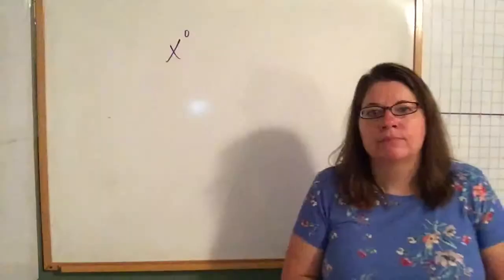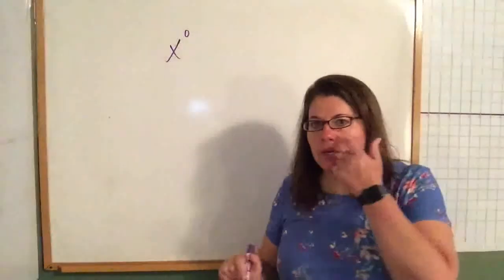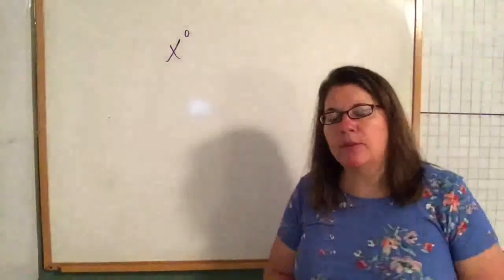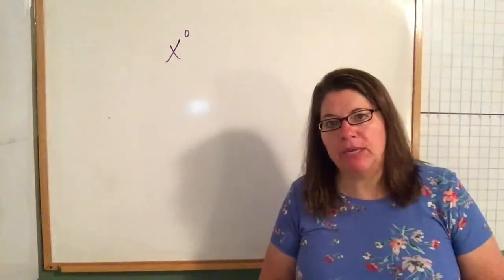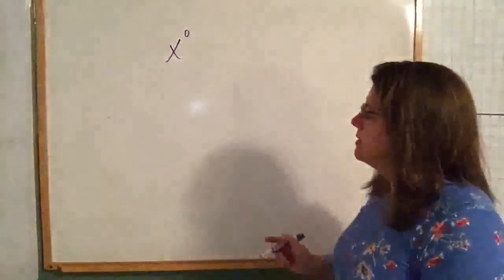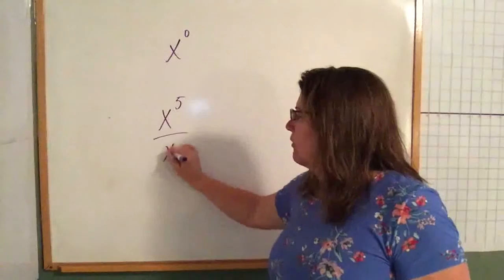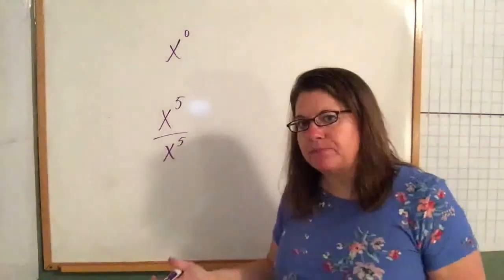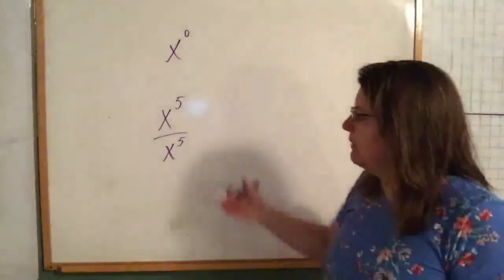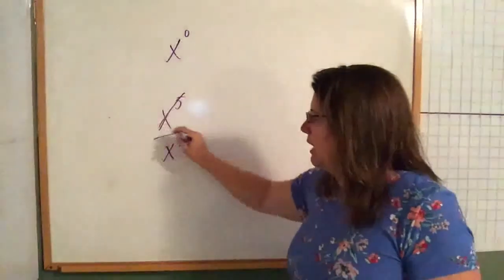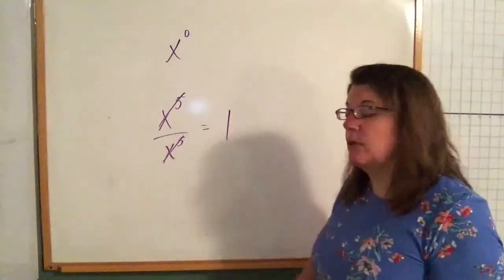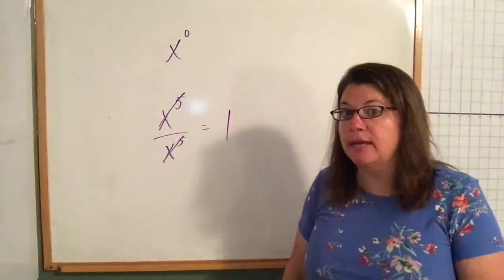One thing I do want to make sure I mention is what happens if you have something to a 0 power. We need to talk about what that means. So let's just think about it. If I had something like x to the 5th over x to the 5th, well, we learned earlier in algebra that if we have the same thing on top and bottom, we're allowed to cancel it out, and when everything cancels, we end up with 1, right? Not 0, but 1, okay?